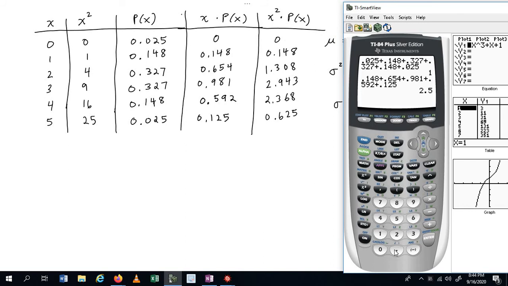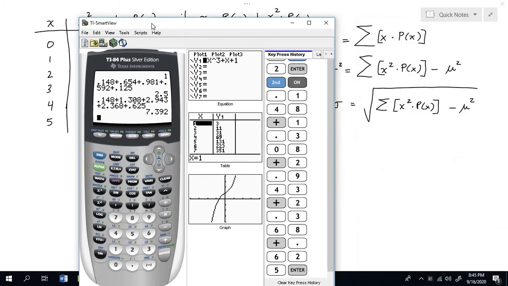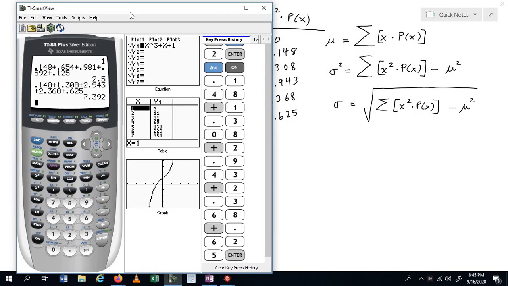So 0.148 plus 1.308 plus 2.943 plus 2.368 plus 0.625. Okay, so those numbers add up to 7.392. That is this summation here. That's this number right here.